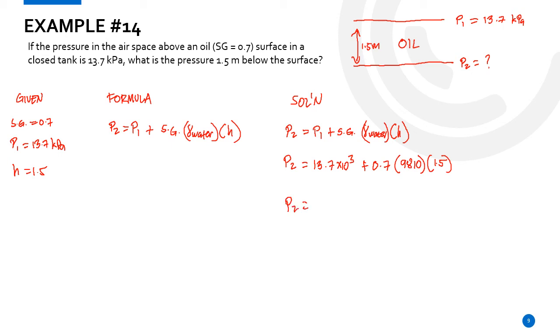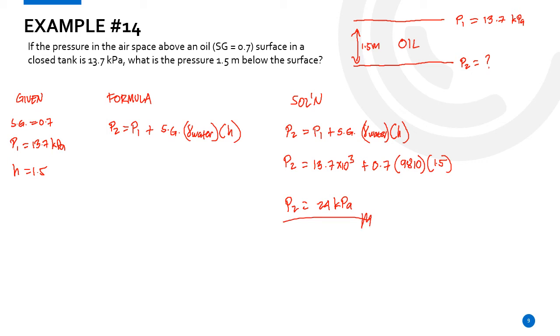So P2 should be equal to 13.7 exponent 3, 0.7, 9810, 1.5. So makuha na to atong P2 or pressure below 1.5 meters is 24 kPa. Okay, kuha na.